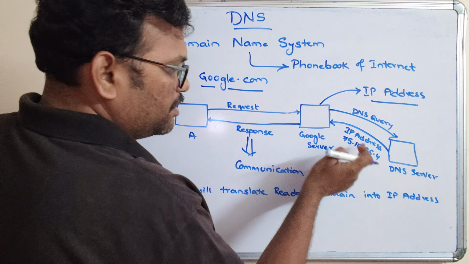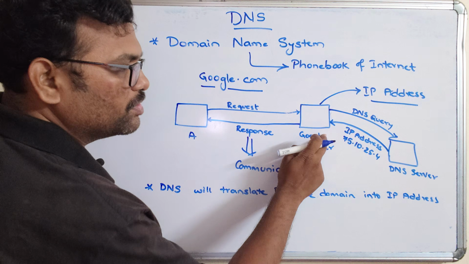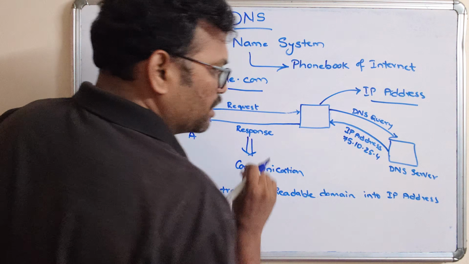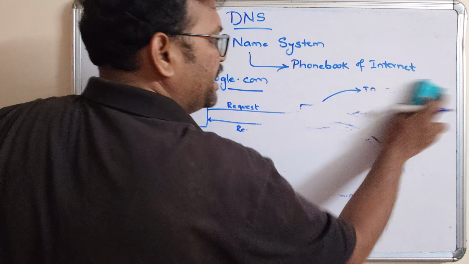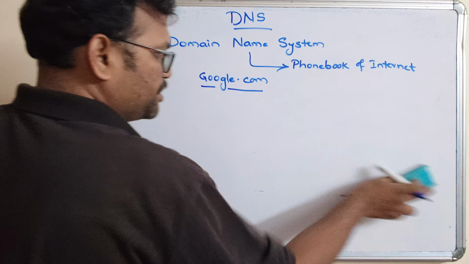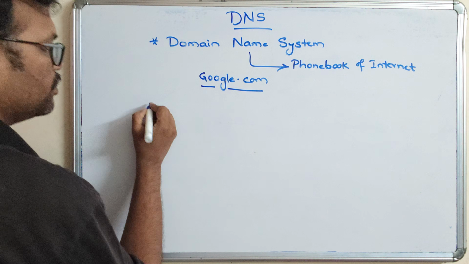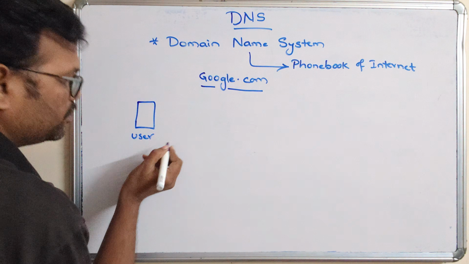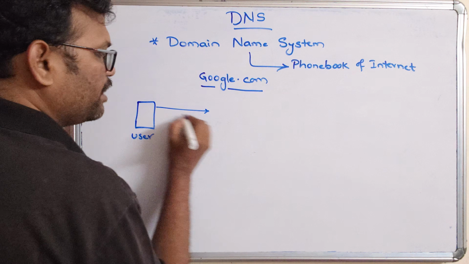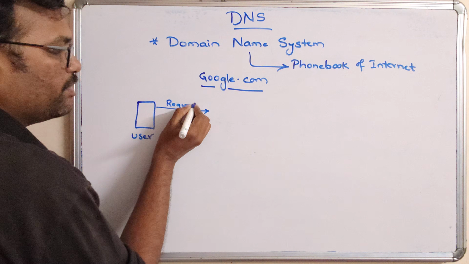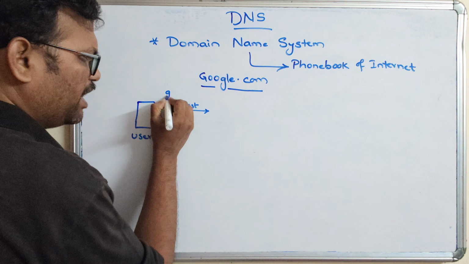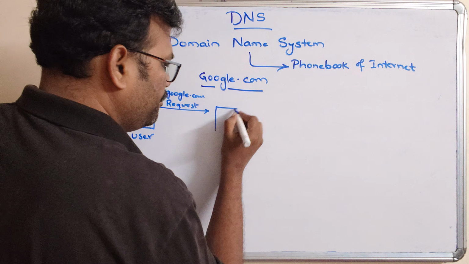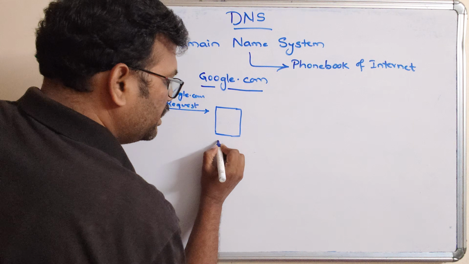Immediately it will go to the Google server and check it out. Actually, first it will not go to the Google server. I'll give you the complete steps. So this is a system user. Whenever it sends a request, let us take an example, google.com, first it will check with the DNS server.